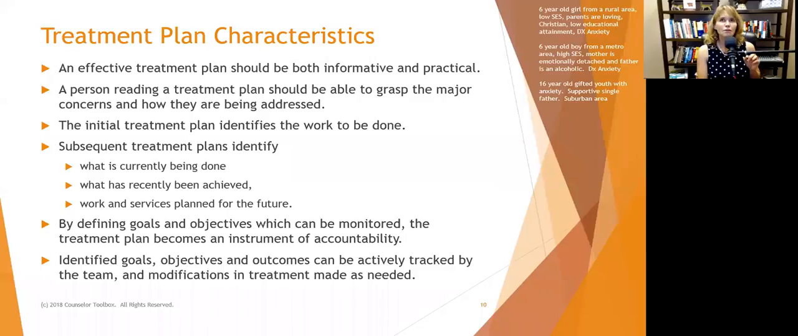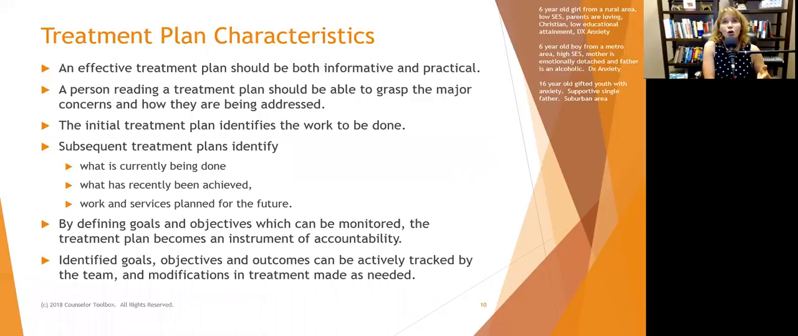The initial treatment plan identifies the work to be done, and subsequent treatment plans, we're supposed to update them at least weekly, and then do a reassessment every 30 or 90 days depending on your agency. Subsequent treatment plans identify what's currently being done, what has recently been achieved, and work and services planned for the future. So subsequent treatment plans really combine the reassessment with the treatment plan.